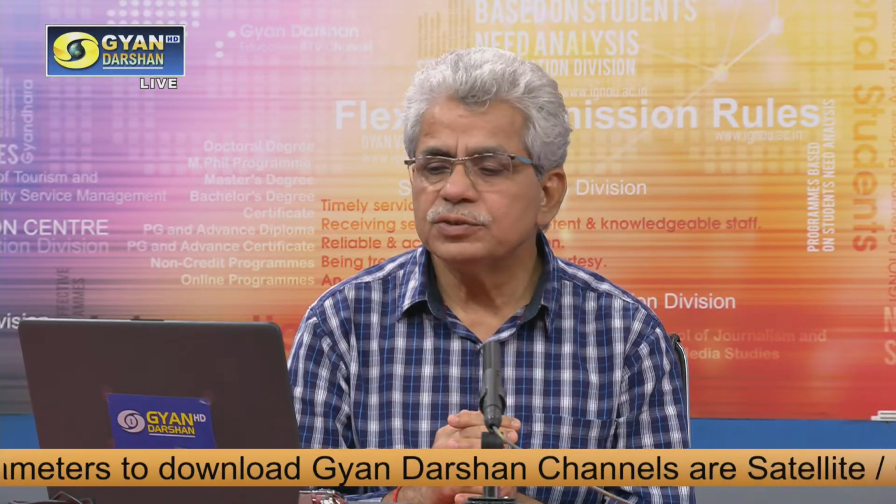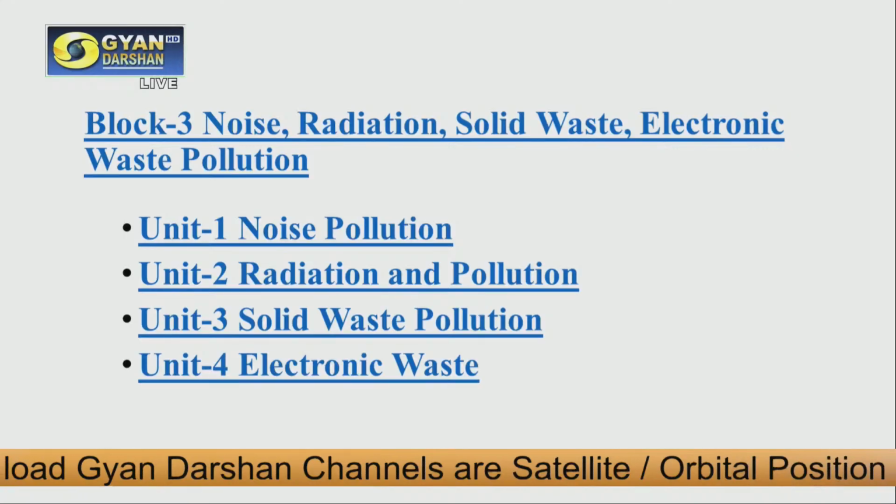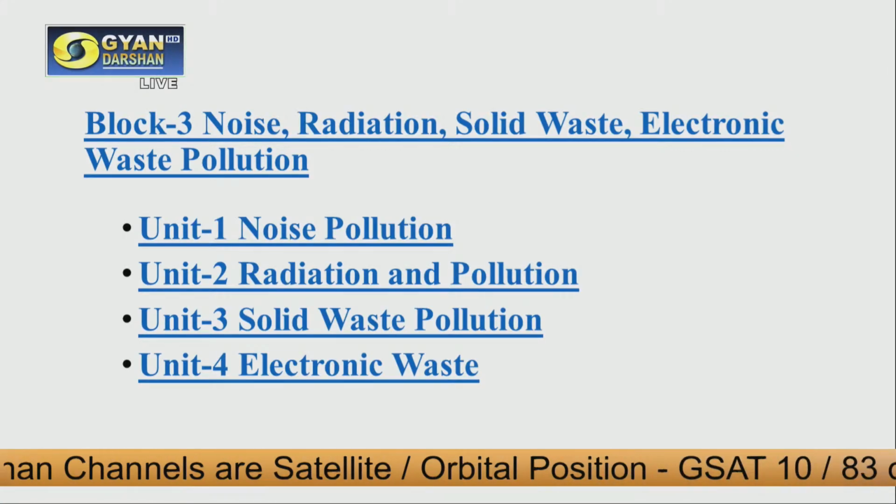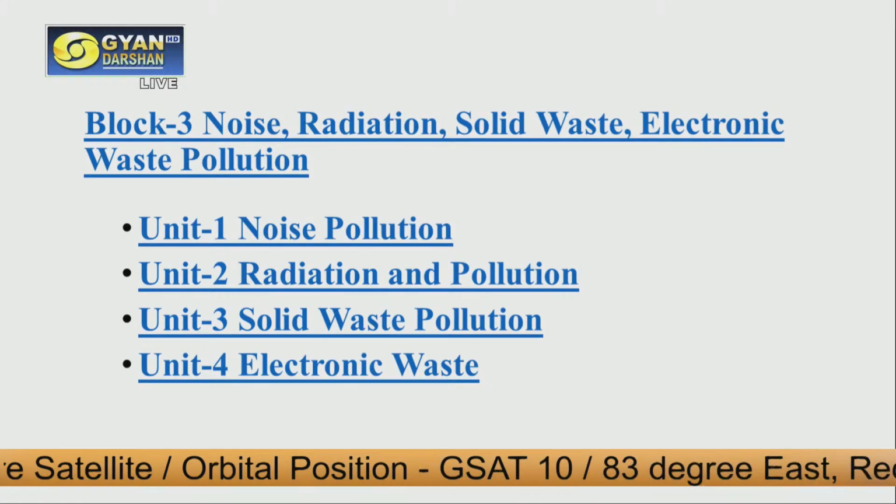Then we move to the next unit, which is unit 4. This is about electronic waste. Again, this is basically the problem of development, because as we are developing, we are using more and more electronic gadgets. And you know that these electronic gadgets have a limited life. So after using them for a certain time, we throw them. So again, it is giving a lot of waste or garbage.